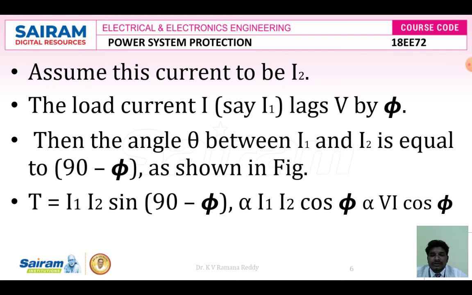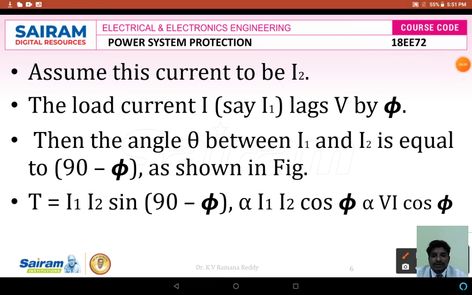Then the torque equation becomes T is equal to I1 I2 into sine of 90 minus pi, or otherwise torque is directly proportional to I1 I2 into sine of 90 minus pi. We can write it as cos pi. I1 is the reference or actuating quantity, voltage, and I2 is nothing but the current. We can write the same formula as torque is directly proportional to power, which is called VI cos pi.